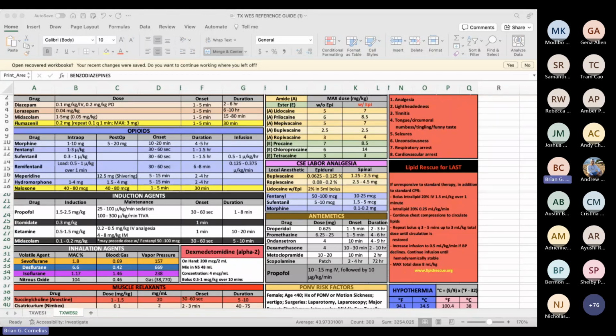So propofol is probably the most common. What's a good weight-based dose?